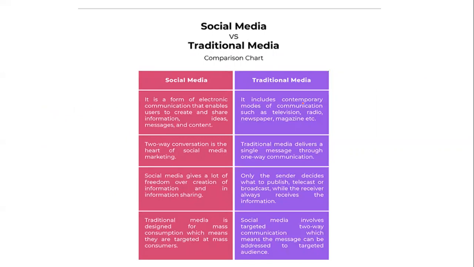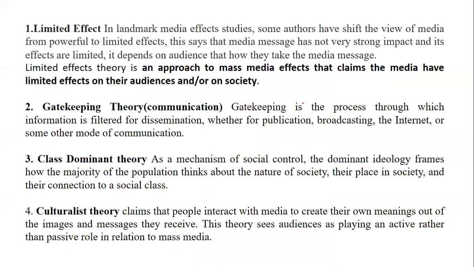Then something with respect to social media and traditional media. Social media is one which shares ideas, information, and messages. Traditional media is what helps communication, such as television, radio, newspapers, magazines. Social media is a two-way conversation. Traditional media is based on one way. Social media gives a lot of freedom to the information, whereas traditional media gives what is telecast, what is broadcast, what is published. Social media gives scope to media in the form of consumption, which means the target, whereas traditional media talks about two-way communication and addressing the targets.